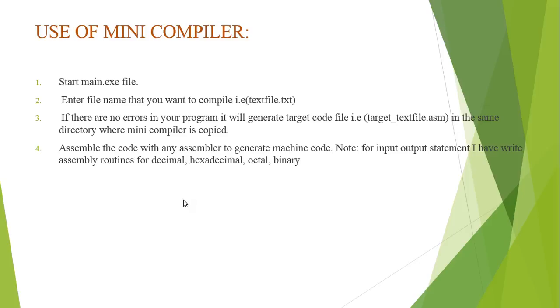Like that, we have written a C code into this file. When I execute this program and run this mini compiler, it will give us the assembly code, that is the target code. If there are any errors in our program, it will report them; otherwise it will generate the target code in the same directory where the mini compiler is copied. Assemble the code with any assembler to generate machine code. For input address statements, we have written the assembly routines for decimal, hexadecimal, octal and binary.